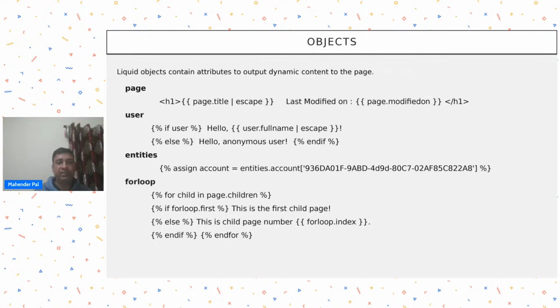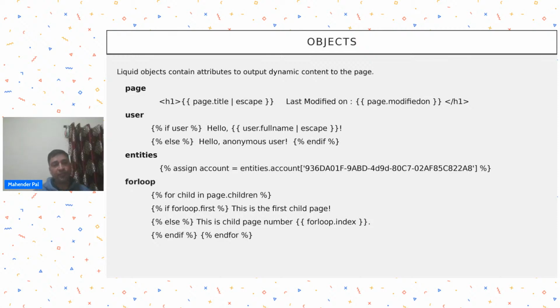Then we have entities. This entities object is where we can fetch our data from Dataverse. Here we are assigning an object variable, and under entities we are saying dot account, and then a GUID. This is kind of a retrieve operation that will fetch this particular account record and store it under this variable. Further, if required, we can use this object to get all the properties from this account. Those kinds of things we can do under the entities object.